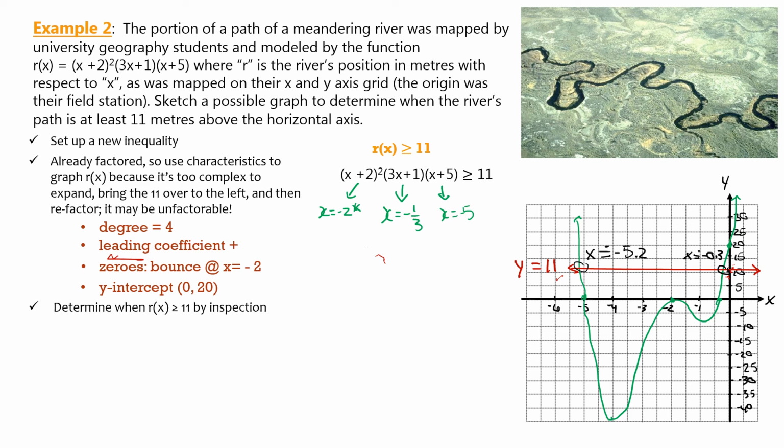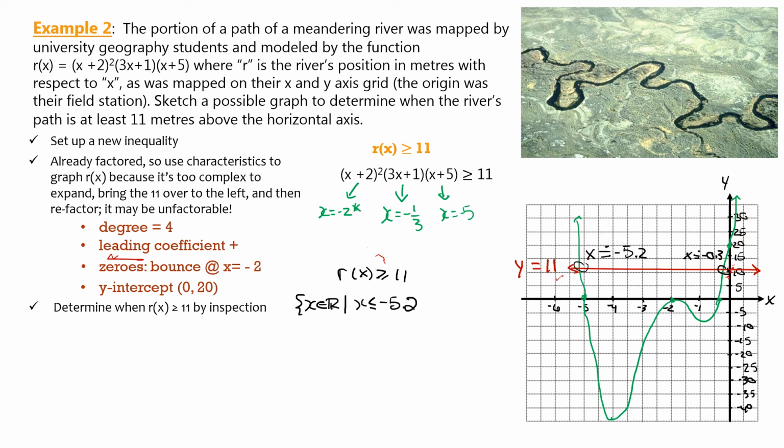So that means our function, r of x, is greater than or equal to 11 when we have, so let's do set notation, x is an element of real numbers such that when we have any x values that are less than or equal to negative 5.2. And the reason I'm saying less than or equal to is because we're looking for where we're above our line y equals 11, at least. So this is when our graph is at least 11. So all of this section here, and then all of this section here.